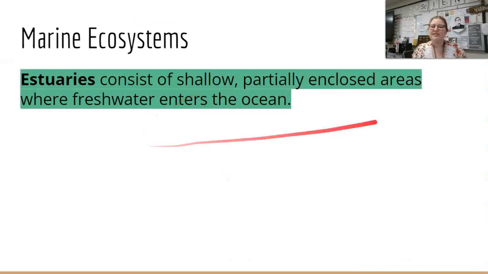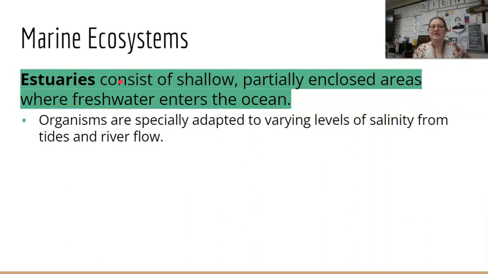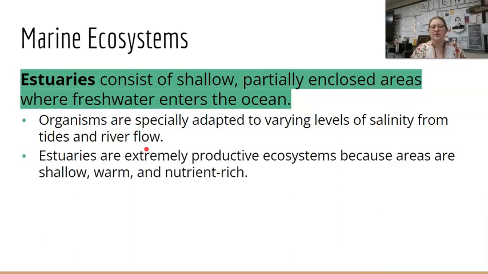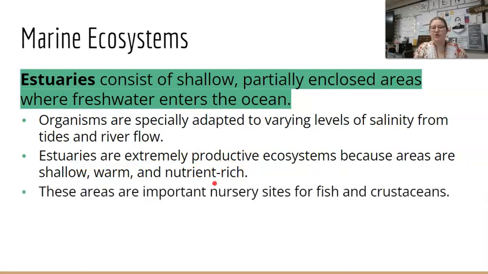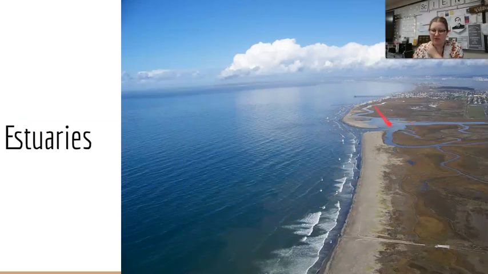All right, and then estuaries consist of shallow, partially enclosed areas where freshwater enters an ocean. So it's still considered a marine ecosystem because we have enough salt there, but it is freshwater into marine. Organisms are specially adapted to varying levels of salinity from tides and river flow. And estuaries are extremely productive ecosystems because they're warm, shallow, and nutrient-rich. So we have the warm temperature for a lot of photosynthesis to happen, shallow so we get a lot of sunlight for photosynthesis, and we have nutrients for plants and animals to thrive. These areas are important nursery sites for fish and crustaceans, and they look like this. So here's ocean, and then this over here is that estuary.